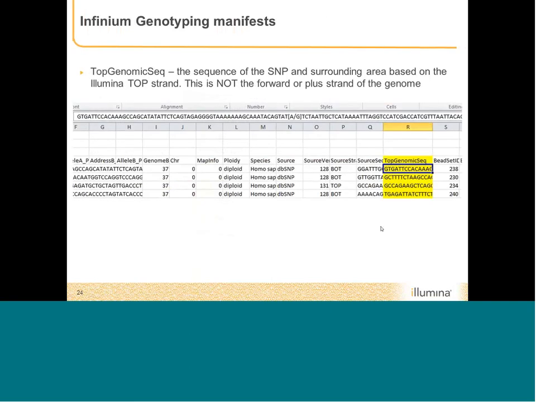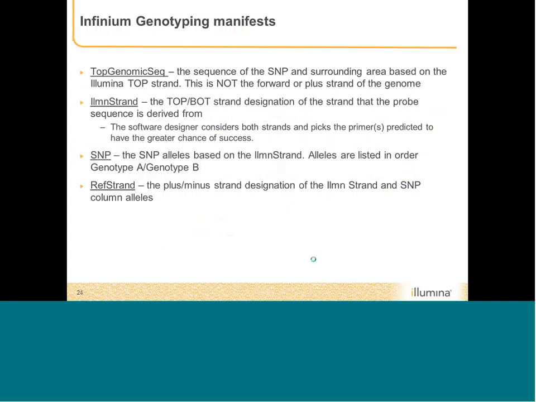All right. Another column, top genomic seq. Now, don't be confused. This top is not the forward or plus strand of the genome. This is the Illumina top sequence. So if you look at this column, you'll see the surrounding sequence of the SNP and the SNP in the middle as reported from the top strand, the Illumina top strand. Okay? So all these columns will have some significance, and here's just a review of them again.